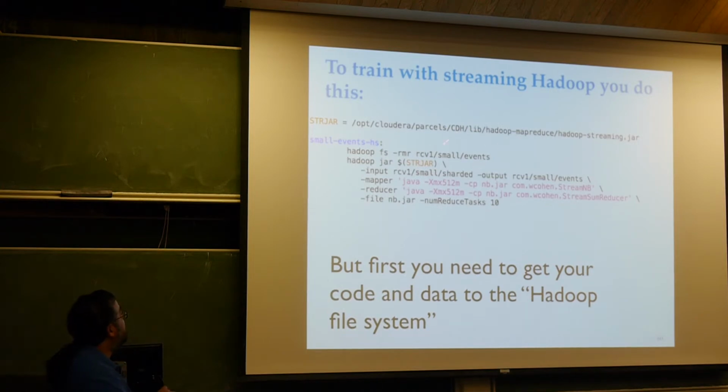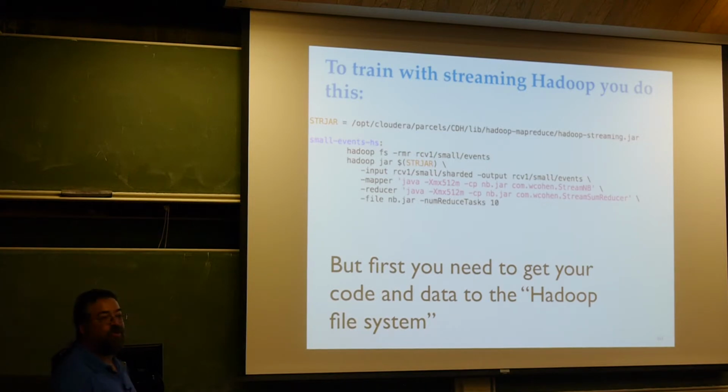So I'm going to start by clearing the space that I use for output. Then I'm going to run the streaming jar file. It has a couple of arguments. The input and the output are where the input and output are going to be. And the mapper and reducer are basically shell commands that do what you want. This is a shell command you can use to map the documents to event deltas, and this is the shell command you use to map the event deltas to aggregates.